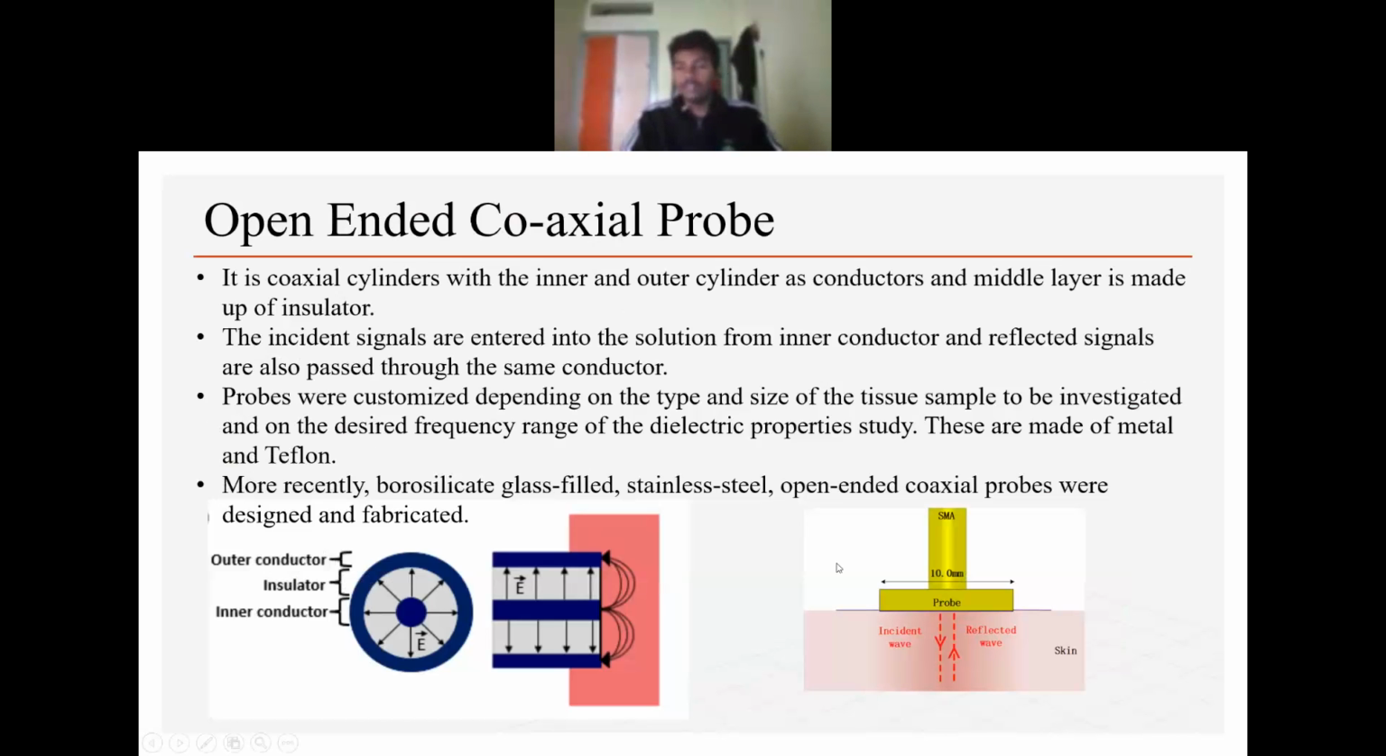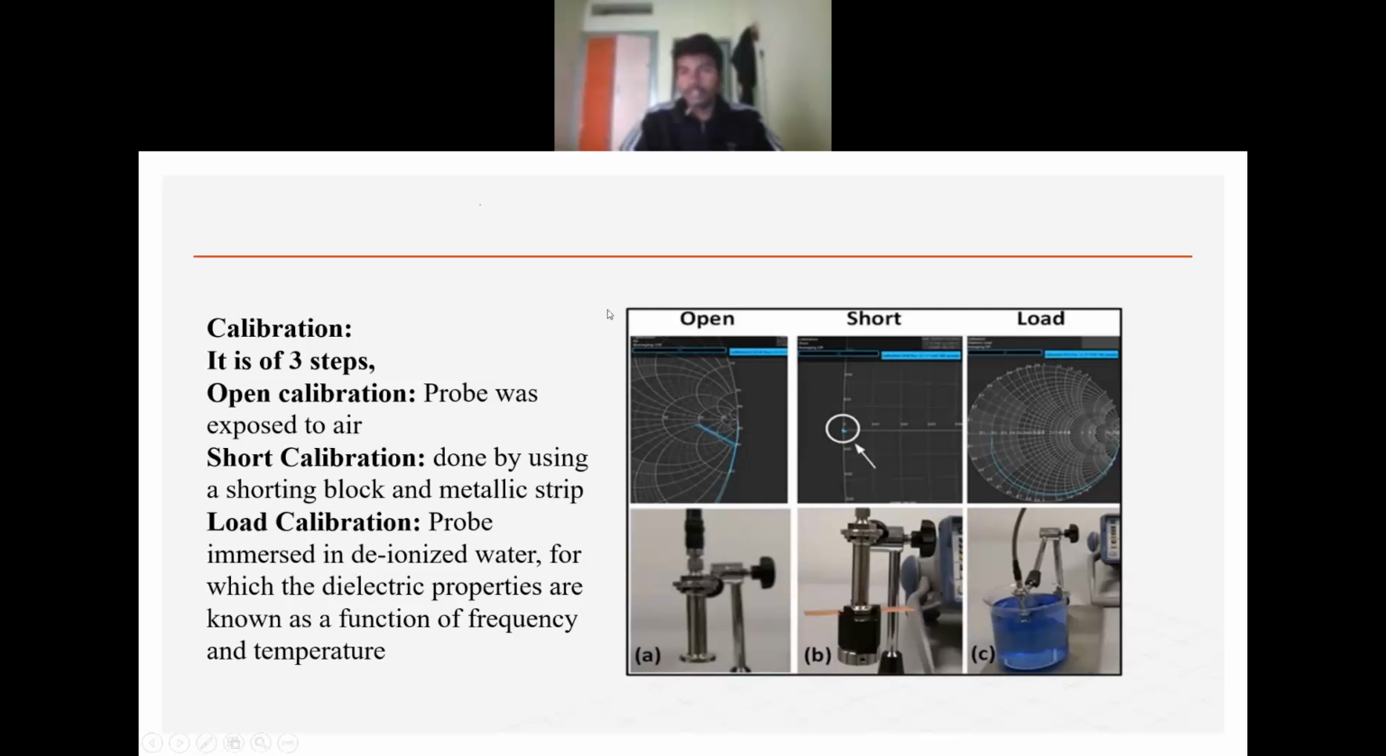The next step is calibration, which is a very important step for almost every analytical equipment. For an open-ended coaxial probe with a vector network analyzer, calibration is generally done in three steps. The first one is open calibration. In open calibration, the probe is exposed to air. When the probe is exposed to air, the signal coming out of the probe just goes out, which means there is no reflection.